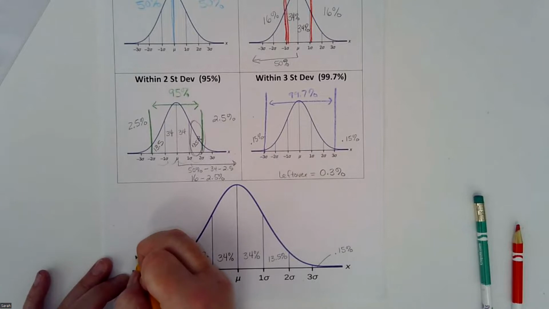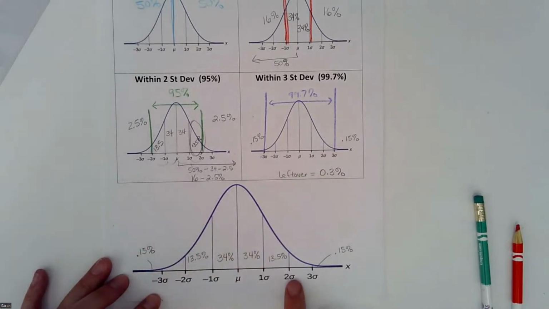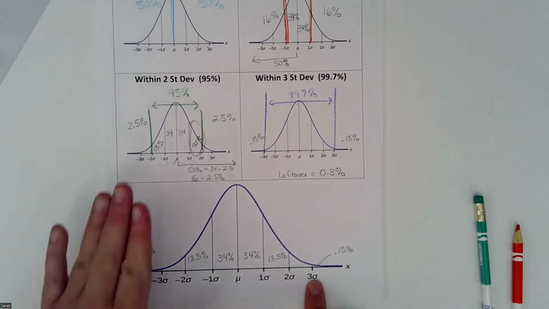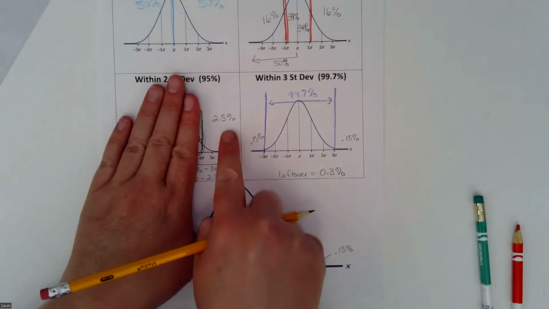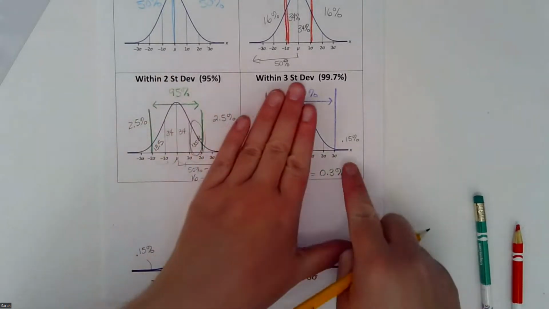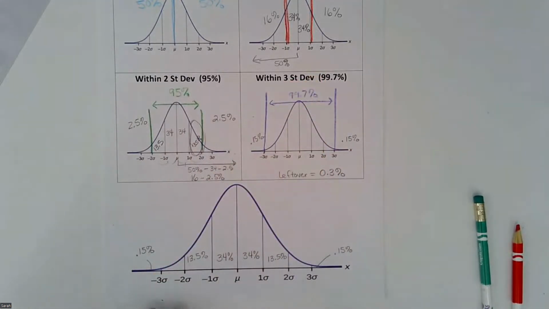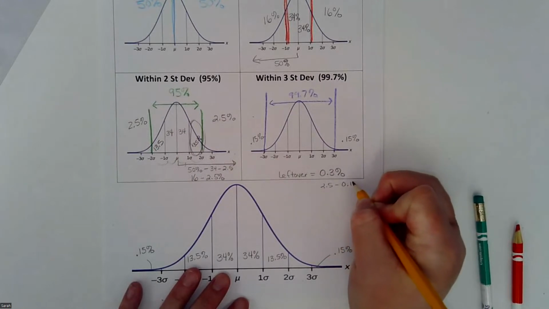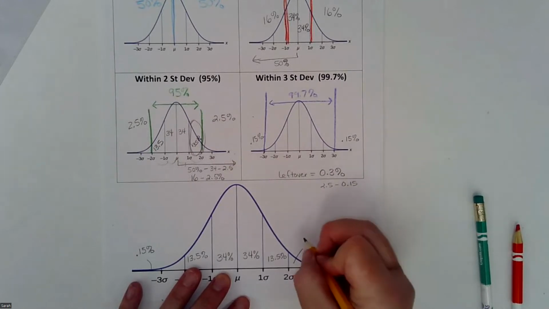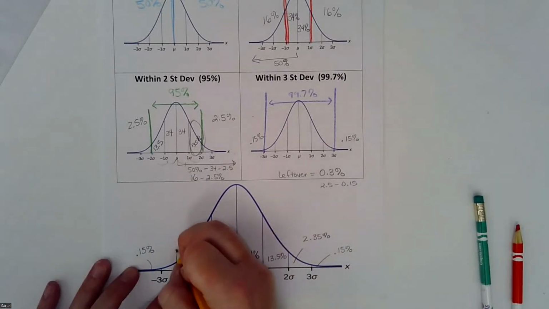And then I have one number left still to find here. And that's this one from 2 to 3 standard deviations. So what I'm going to use is this part that said from 2 standard deviations out is 2.5. And then I'm going to subtract off the 3 standard deviations, so the 0.15. So if I take 2.5 and subtract 0.15, what I'm left with is 2.35% on each of these.